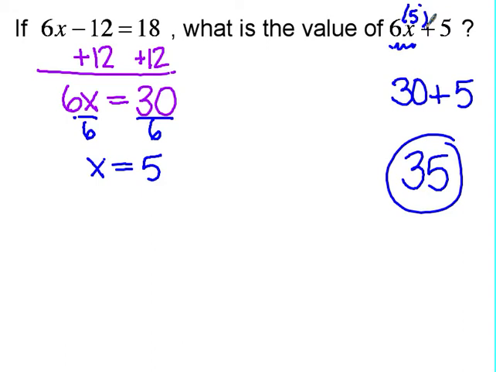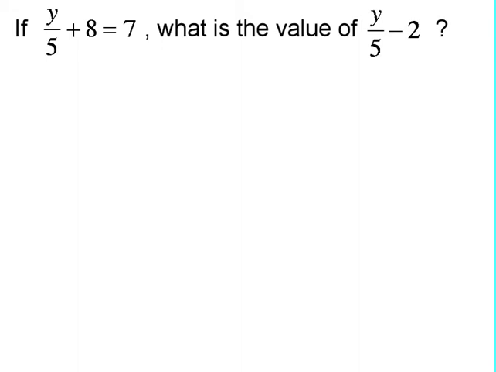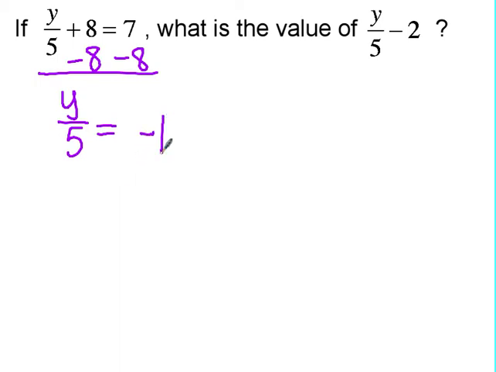Let's look at another one of those. Okay? If y over 5 plus 8 equals 7, what is the value of y over 5 minus 2? So what do you need to do here? Subtract 8. Okay, so y over 5, what does that equal? -1. So now let's save the step. Let's not do the extra steps. In place of y over 5 over here, what am I going to put? So my answer is -3. Good.